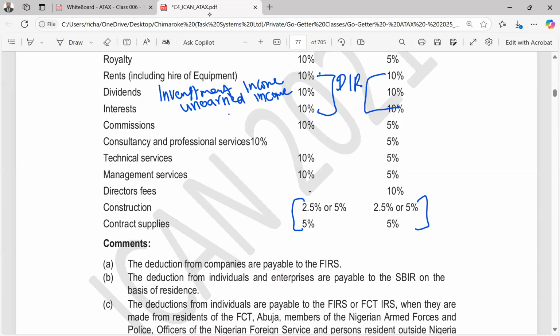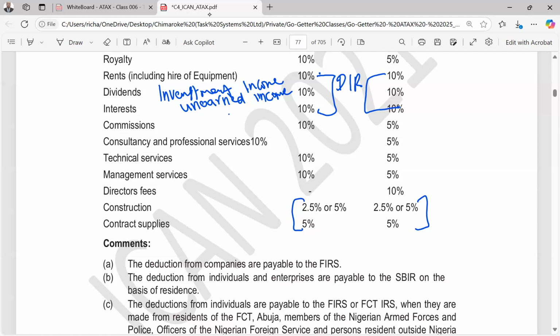So when it is director's fees, why is it dash for company? A company cannot be a director. So when they say, who is the director of a company? You now mention another company's name. No. But a company can be a shareholder to another company. A company cannot be a director. So you cannot be paying director's fees to a company, but you have to pay director's fees to an individual.